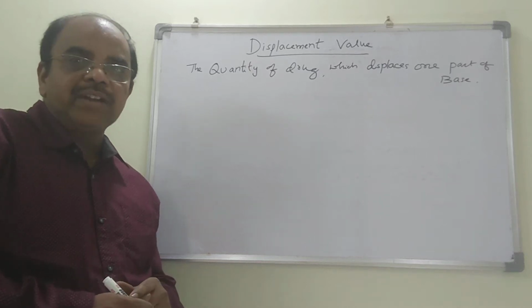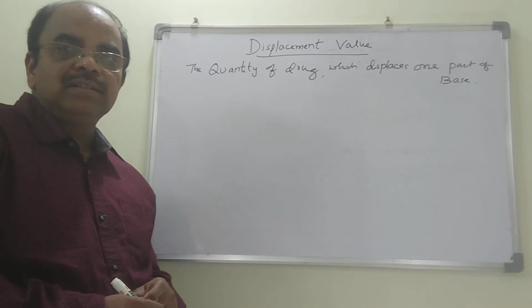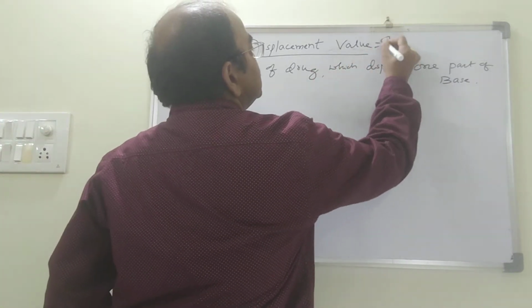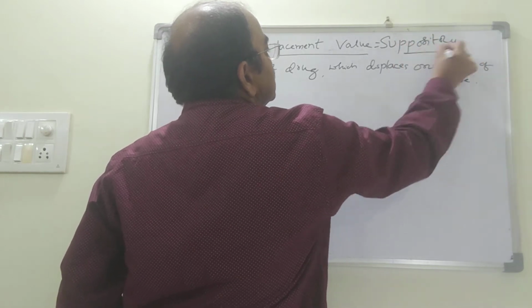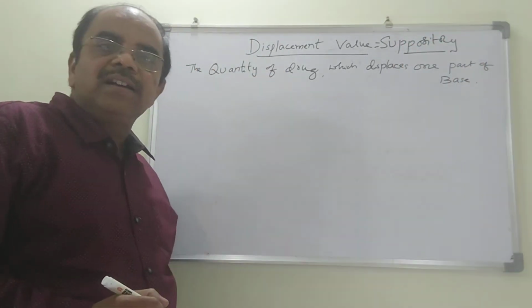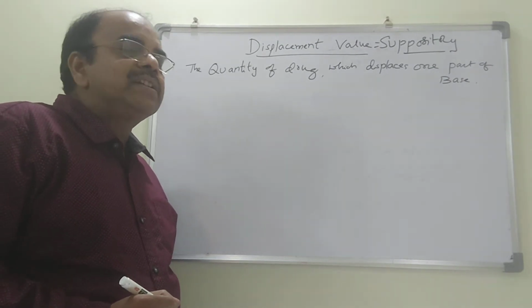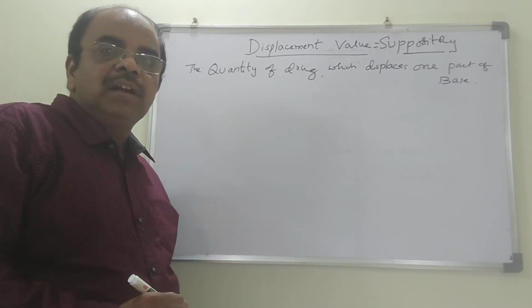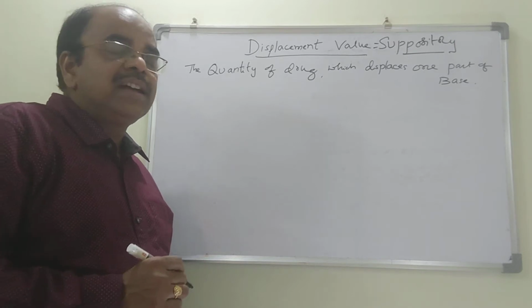Displacement value calculations. In the preparation of suppositories, we use these methods. Suppository is meant for rectal administration of drugs. When the patient is unconscious, generally we use this one, or to treat some constipation, we use this method.